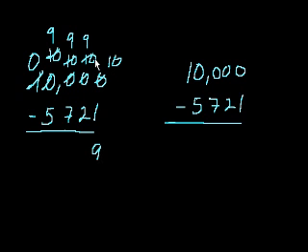10 minus 1 is 9. 9 minus 2 is 7, 9 minus 7 is 2, 9 minus 5 is 4. Sorry, 9 minus 5 is 4. My brain was malfunctioning. Let's do it this way. So how can we think about it?